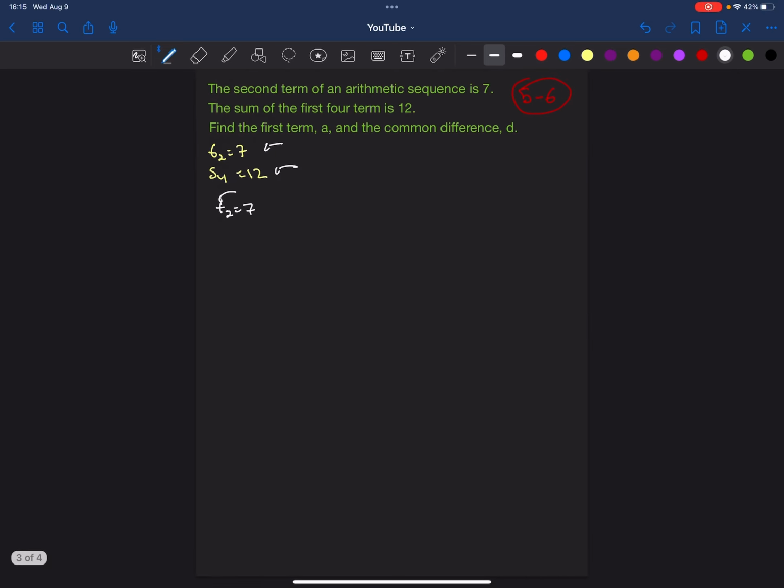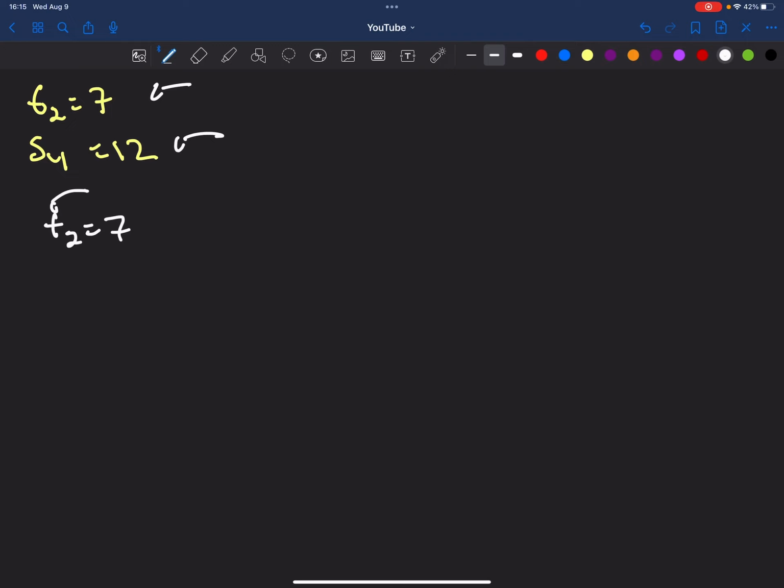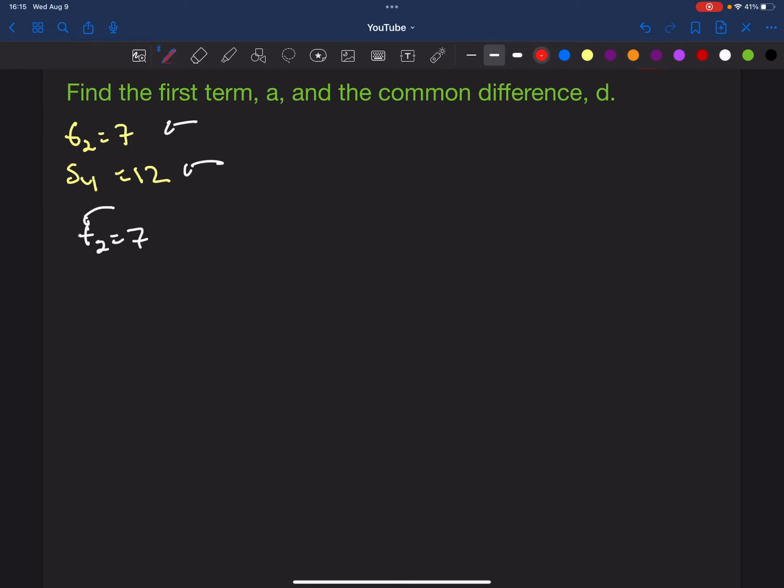I'm going to be using arithmetic sequence, which is, if you forgot, Tn is equal to A plus n minus 1 times D. Okay? So if we know that term 2 is equal to 7, that is also equal to A plus 2 minus 1 times D. So 7 is going to be equal to A plus D.